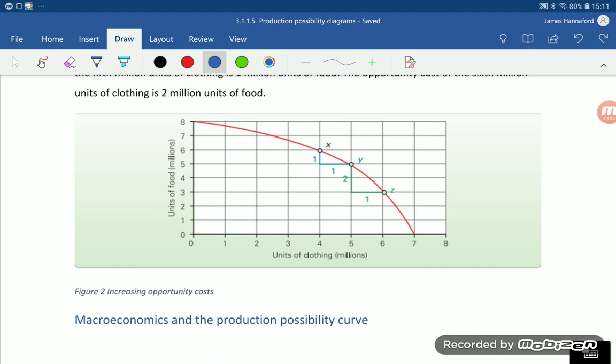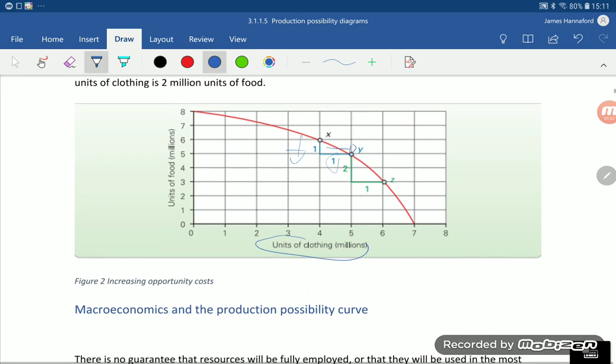Okay, so on our PPF diagram, you can see that to produce one extra unit of clothing before, we would have had to give up just 1 million units of food. So 1 million units of food was forfeited in order to get 1 million extra units of clothing. But when we moved from 5 to 6, so Y to Z, you can see that we now have to give up 2 million units of food just to get 1 million units of clothing.